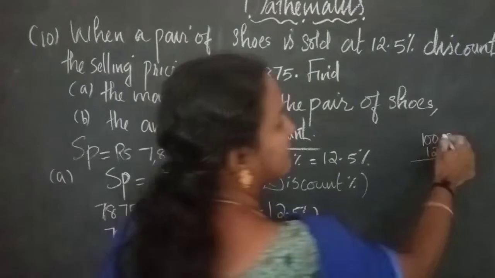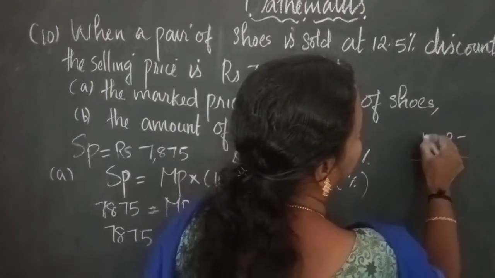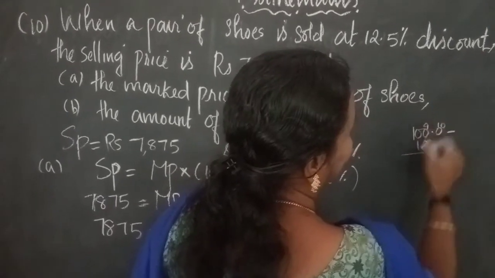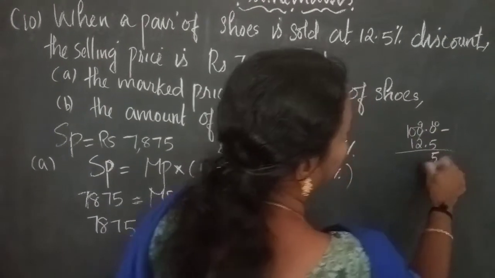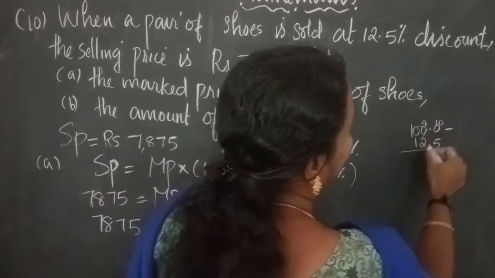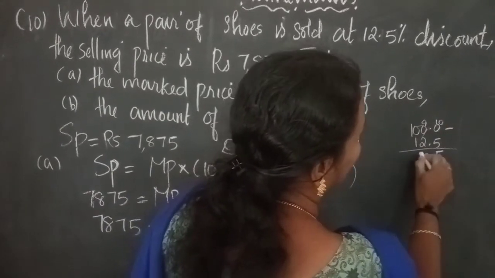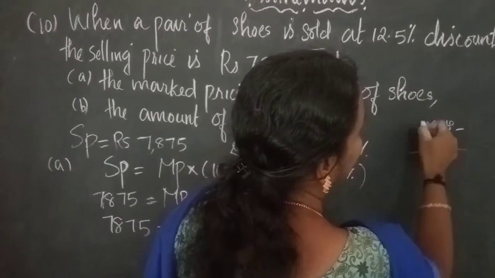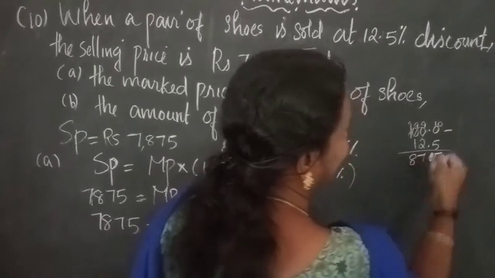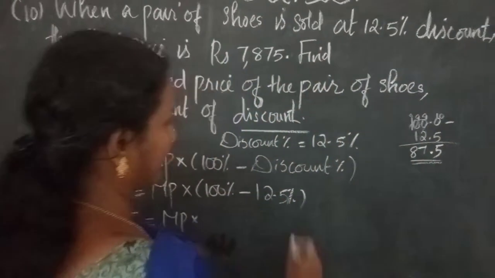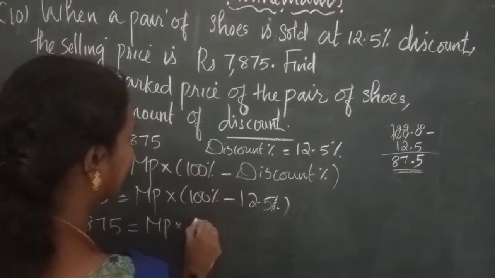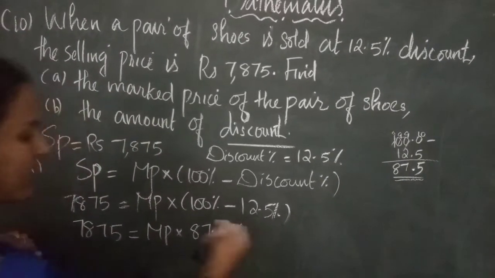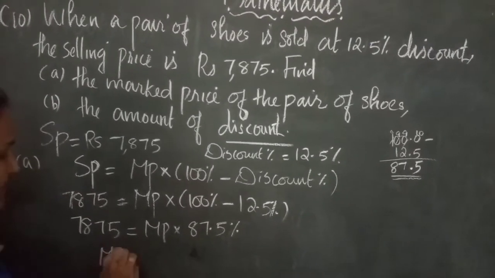100.0 minus 12.5. Here 0 minus 5 is not possible, so we take 1 here, here 10, here 9. So 10 minus 5, 5. Then 9 minus 2, 7. Here also 9, here 0. So 9 minus 1, 8. So 87.5. So MP into 87.5 percentage.